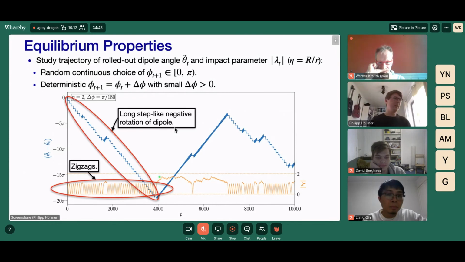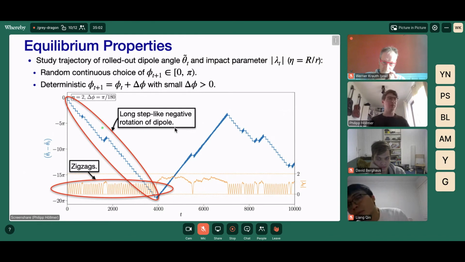If you look at this part here, you can see that over around 4,000 time steps, we have a persistent negative rotation of our dipole, which proceeds in these interesting steps. So we always have some jump, and then it stays constant on a plateau, and then we have a jump again. Of course, there's a very small region that goes in the other direction, but we neglect this for now.